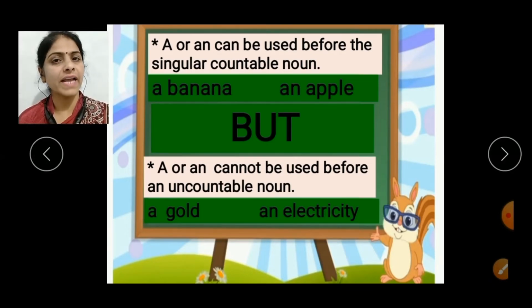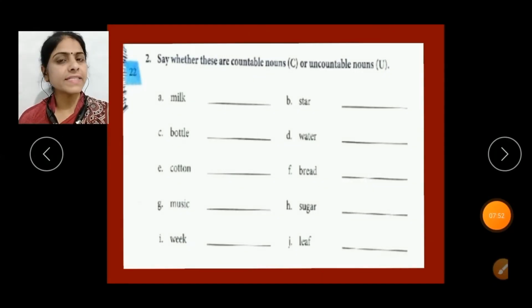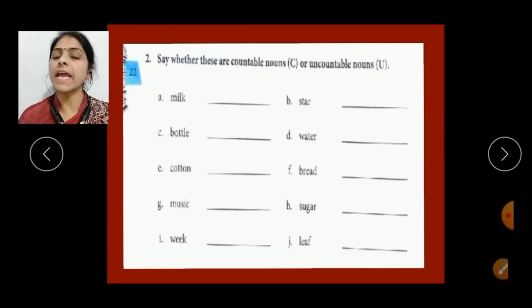Now let's have an exercise of a grammar book which is given on page number 22. The exercise is, say whether these are countable nouns or uncountable nouns. So, in this exercise, we need to identify the noun is countable or uncountable. If the noun is countable, we will write C in front of that. And if the noun is uncountable, we will write U in front of that.